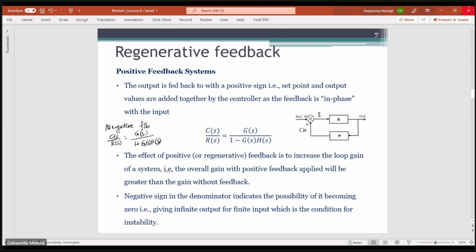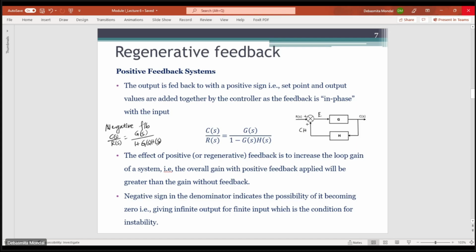This is one advantage, but there is a flip side of the coin also. Since the denominator has a negative sign, there is a chance that the denominator might become 0 if the value of G(s)H(s) is equal to 1 or becomes close to 1. The moment the denominator becomes 0, for any finite input that we provide, we will get an infinite output, which is not possible. So if you get an infinite output for a finite input, that means the system is not stable.